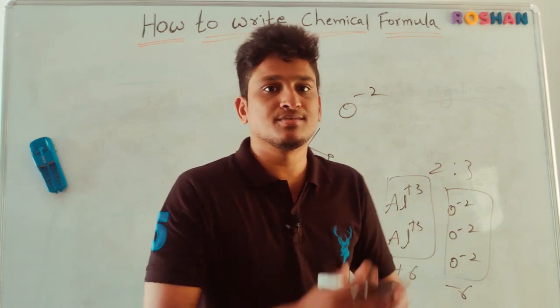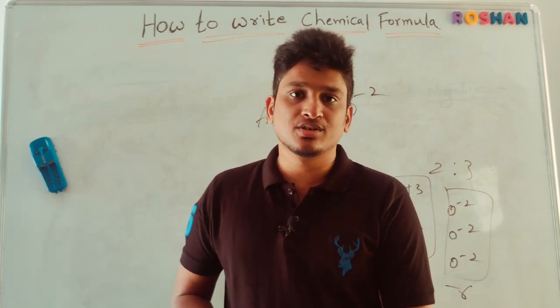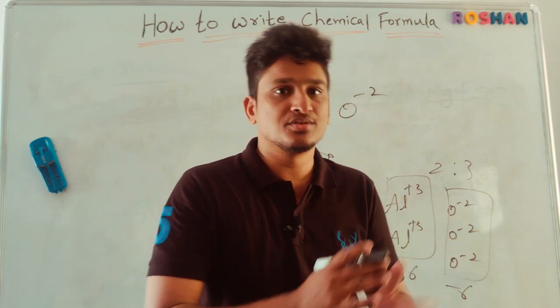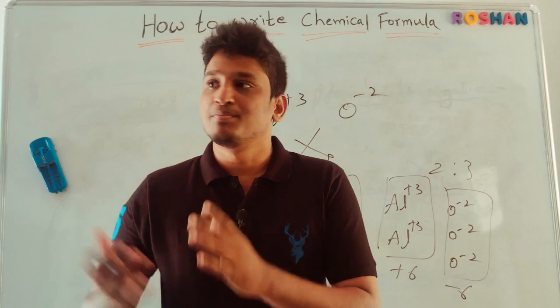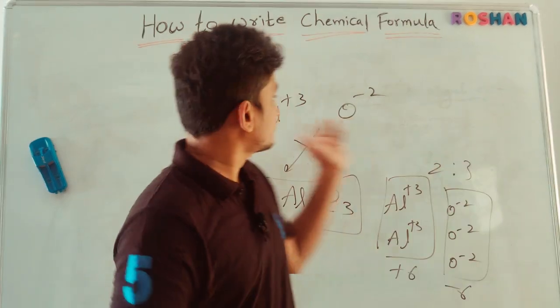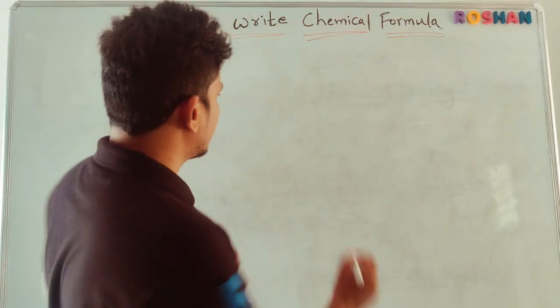Plus 1 charge, minus 1 charge: they combine in 1:1 ratio. Plus 2 charge, minus 2 charge: 1:1 ratio. Plus 3, minus 3: also 1:1 ratio. Plus 2, minus 3: look at here. So students, next.